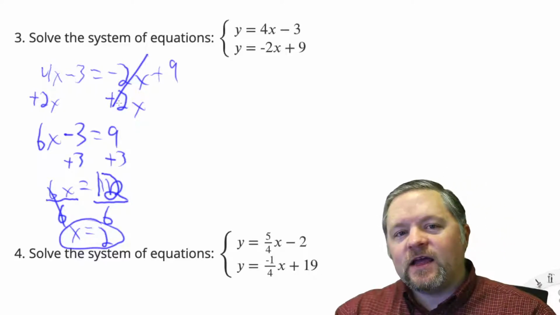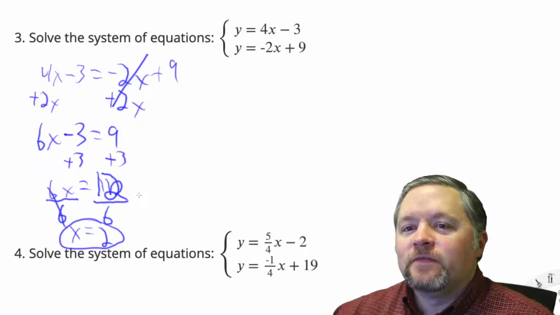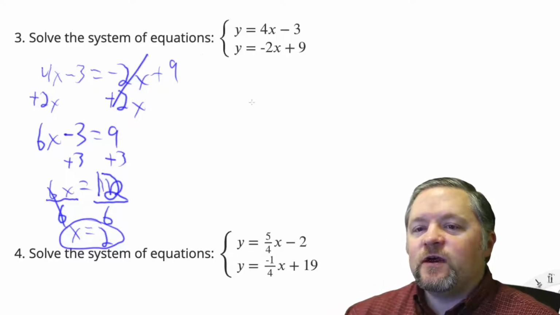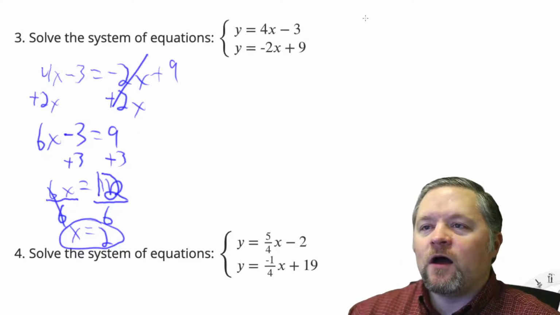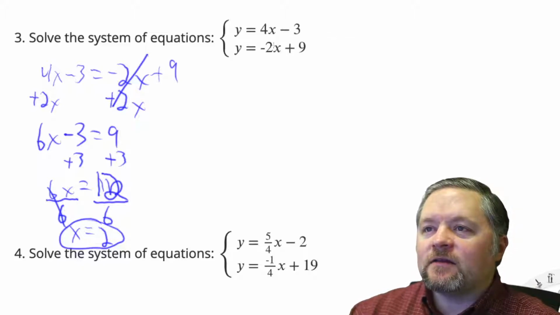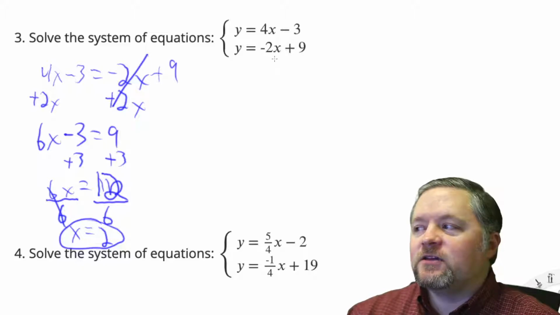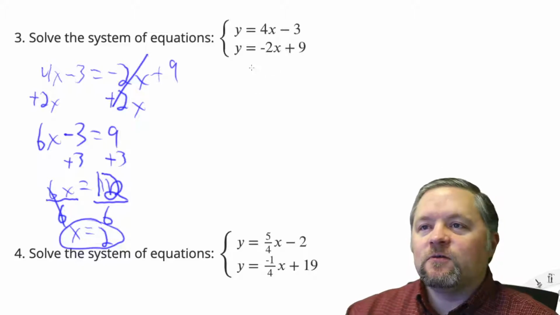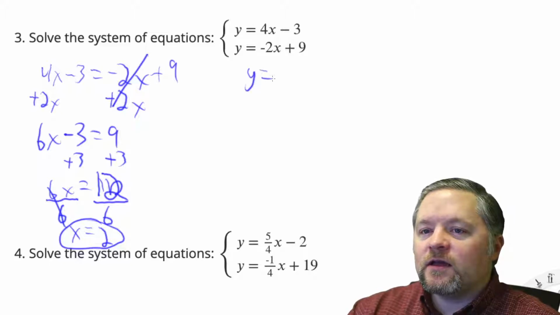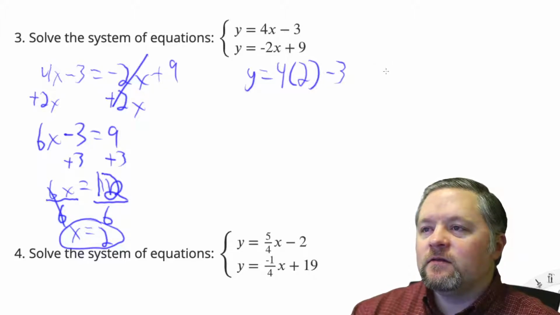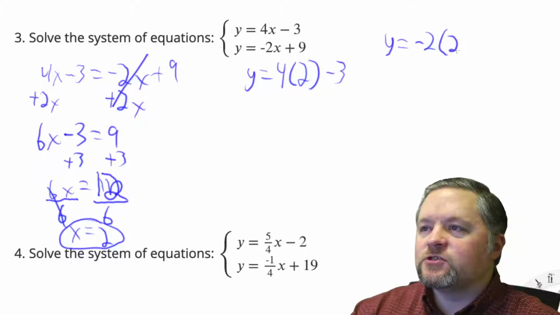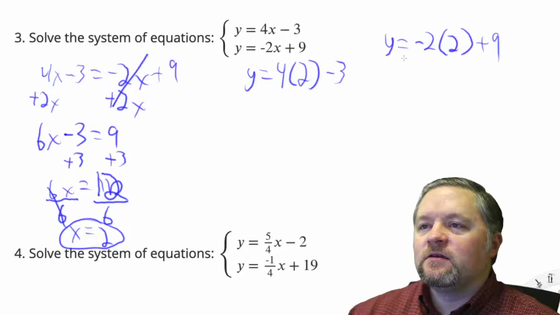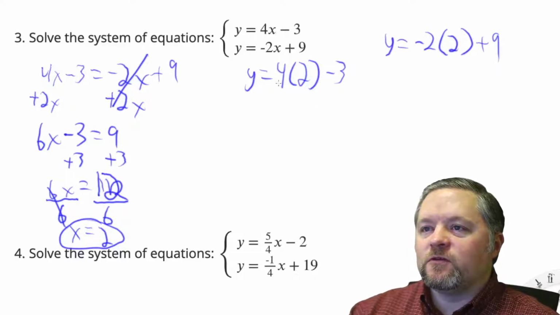We're done, right? We found x? No, we are not. The solution to a system of equations is a point, an x and y value. We found x, now we have to find y. So if we plug that back in, which one should we plug it into to check? Both of them. That's how we know we did it right. So y equals 4 times 2 minus 3, and y equals negative 2 times 2 plus 9. We should get the same solution for both of these.